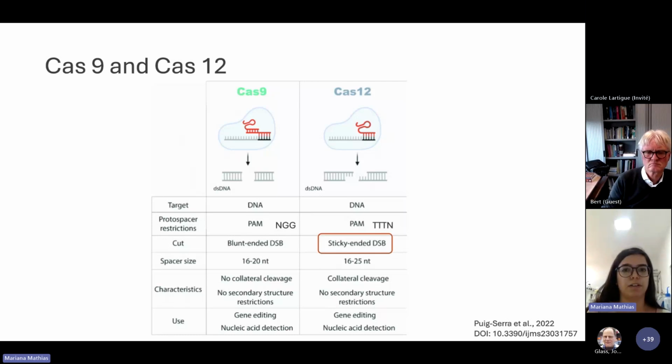They are very similar in size, and another difference is the guide RNA that takes the Cas protein to the site. While Cas9 has a much bigger guide RNA because we have a tracrRNA and a CRISPR RNA, Cas12 only has the CRISPR RNA, which is a smaller single guide RNA.